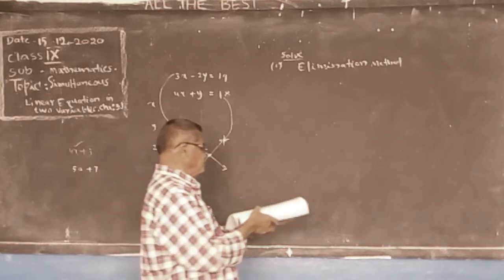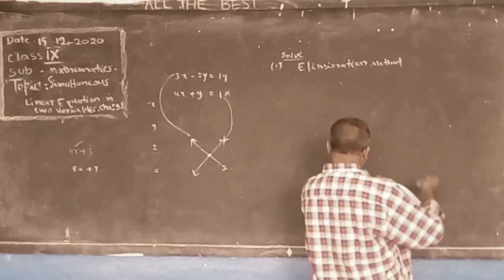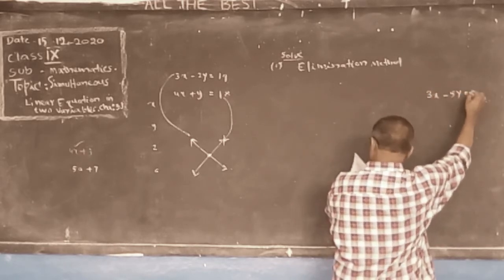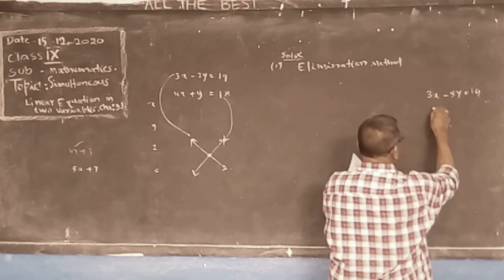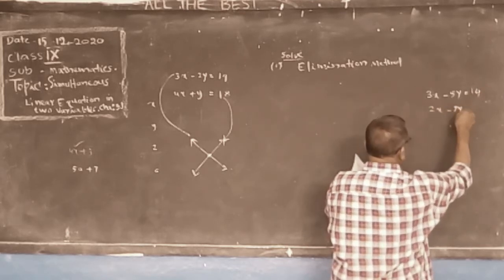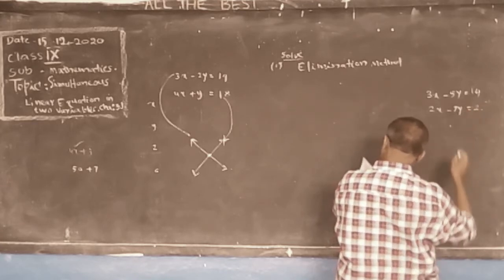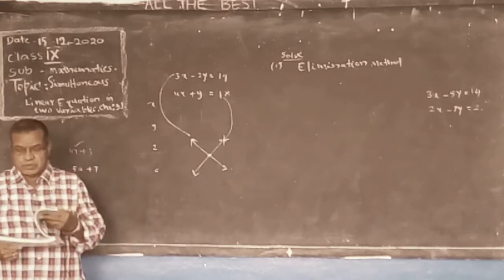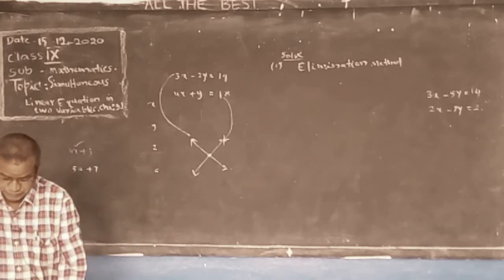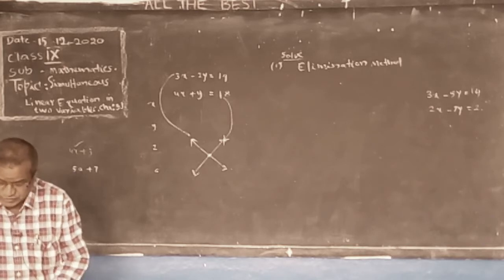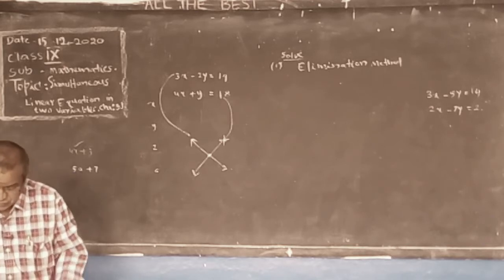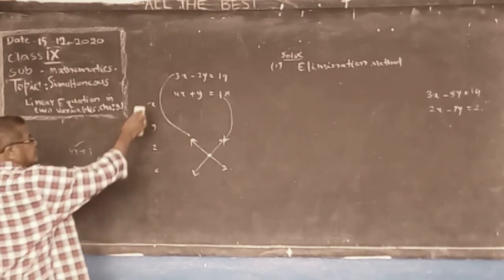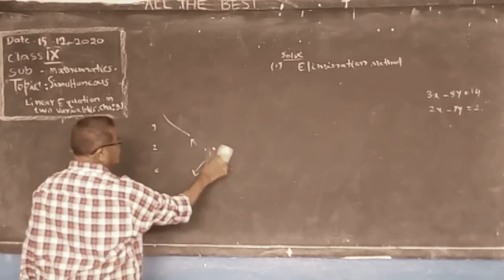And second, 3x minus 5y is equal to 14, 2x minus 7y is equal to 2. Okay. See how to find the value, how to solve. Solve means we have to find the values of variables. Find the values of x and y, m and n, a and b. Okay.